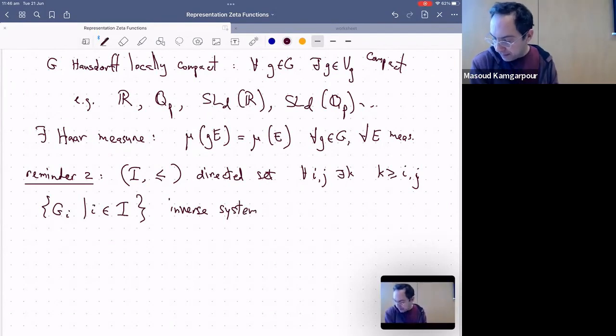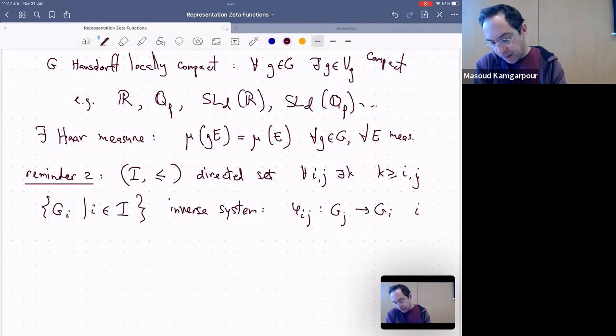And then what does that mean? It means that there are maps phi_ij that go from G_j to G_i whenever i is greater or equal... the other way. No, whenever j is greater or equal to i.